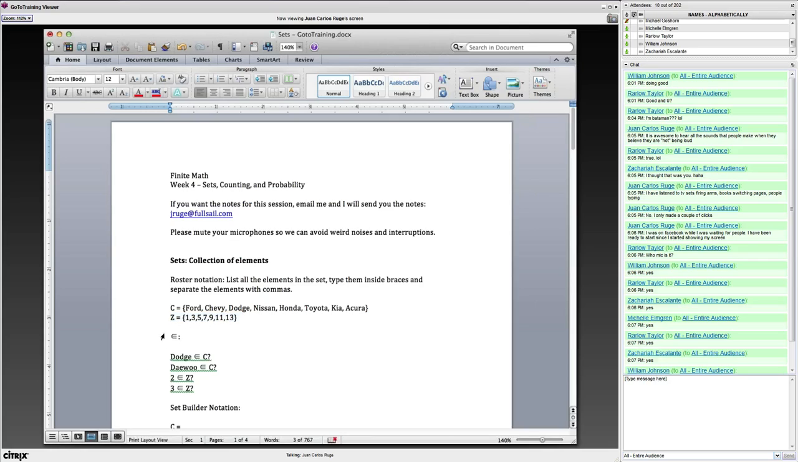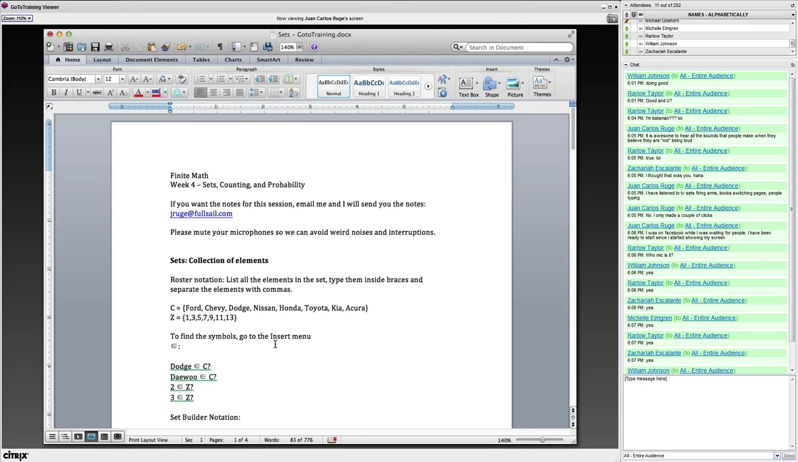Okay, next part. This symbol here. Every time you need a symbol, don't forget to go to the insert menu and go to advanced symbols. And this is the first symbol here. This symbol represents when an element is part of a set, or the element belongs to the set.